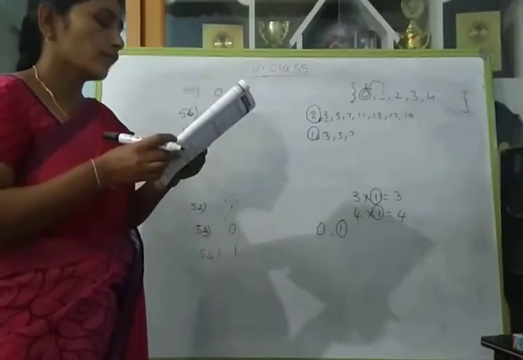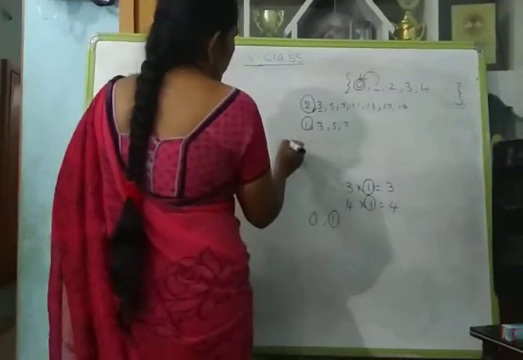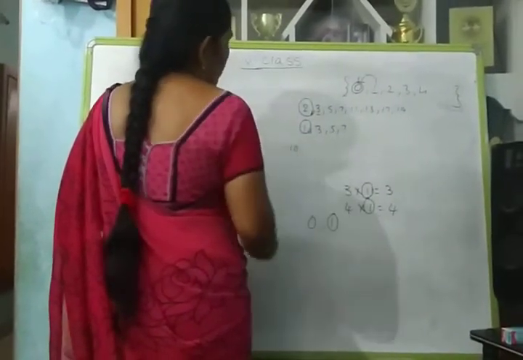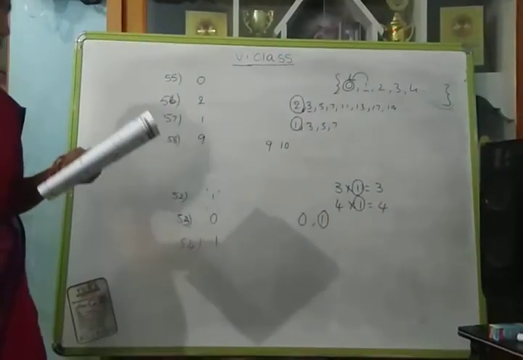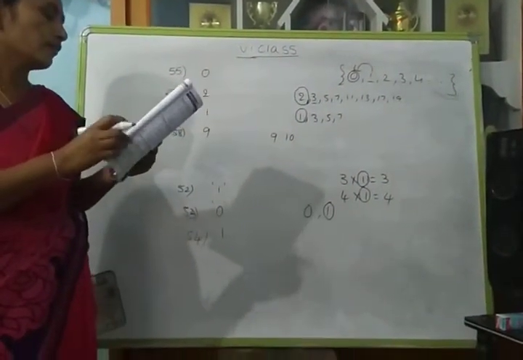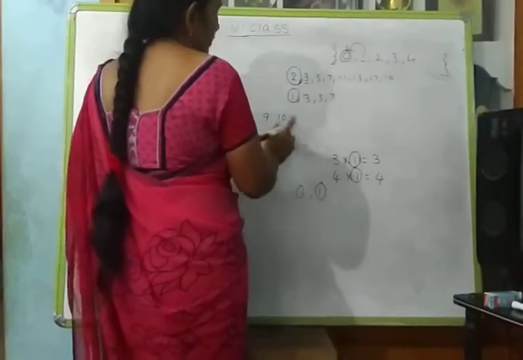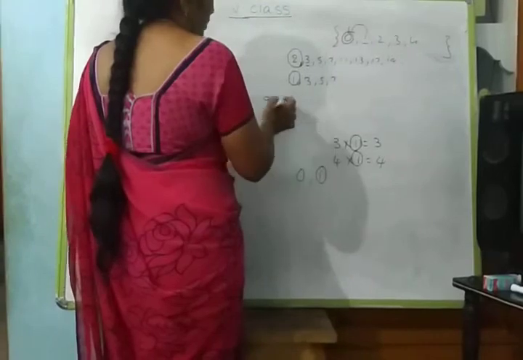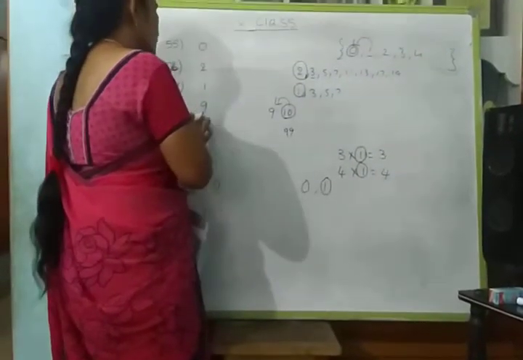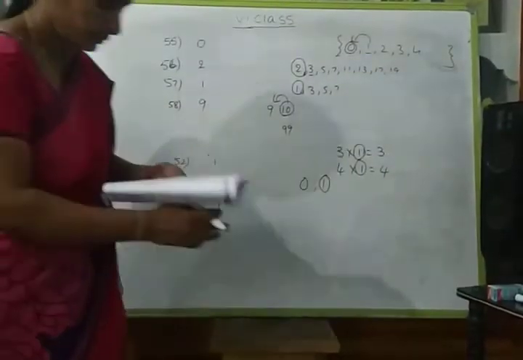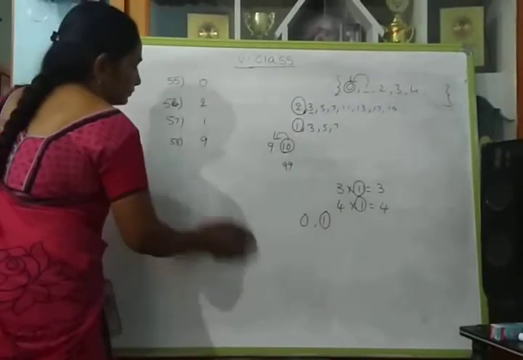58. The predecessor of the least 2-digit number is. Which is the least 2-digit number? 10. The predecessor of 10 is 9. So the 58th answer is 9. The least 2-digit number means the smallest 2-digit number, 10. The greatest 2-digit number is 99. So the predecessor of the smallest 2-digit number is the greatest 1-digit number, that is 9. So these are yesterday's homework problems.